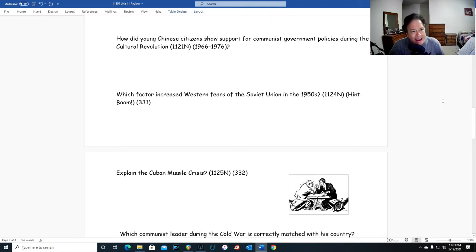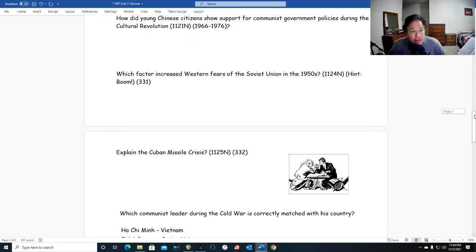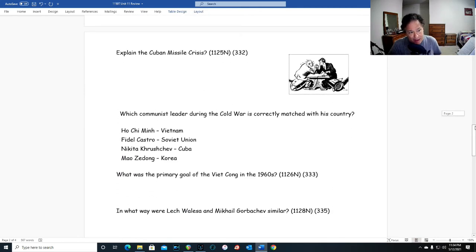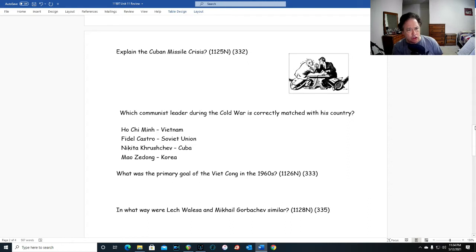So, which factor, or maybe factors, I think it's just one factor, increased Western fears of the Soviet Union in the 1950s? Hint, boom. That hint makes it easy. Basically, the big factor was that the Soviet Union developed atomic weapons. So we had a monopoly on atomic weapons between 1945, when we used 2 of them against Japan and ended World War II, and 1949. And then in 1949, the Soviets managed to have a successful test of their own atomic weapons, and that began the arms race.